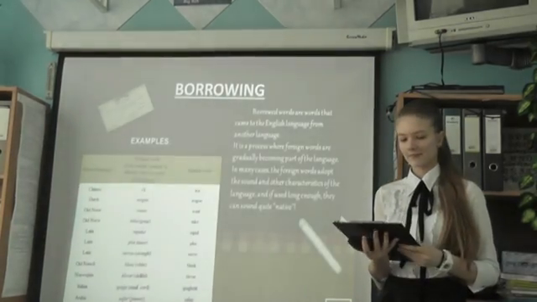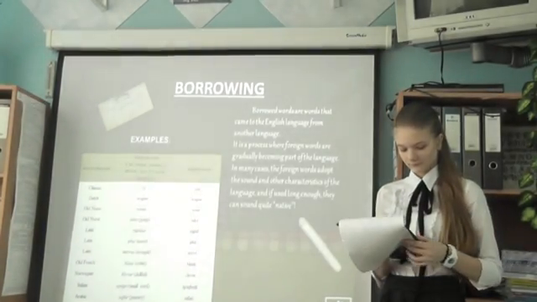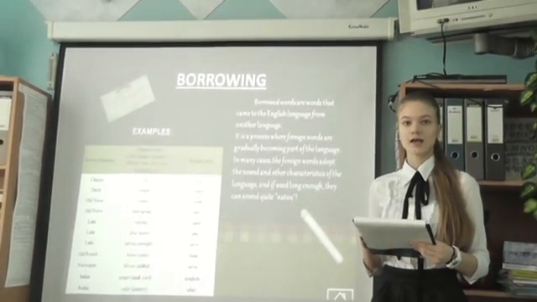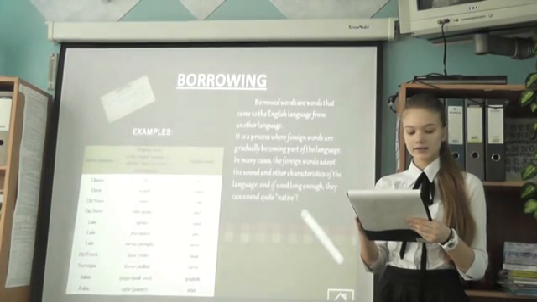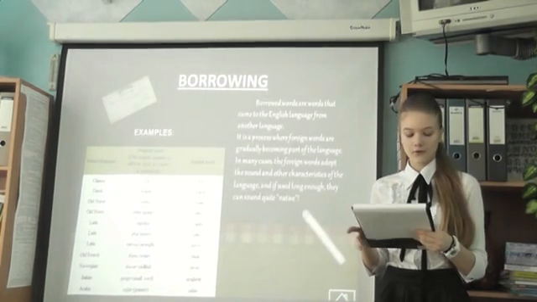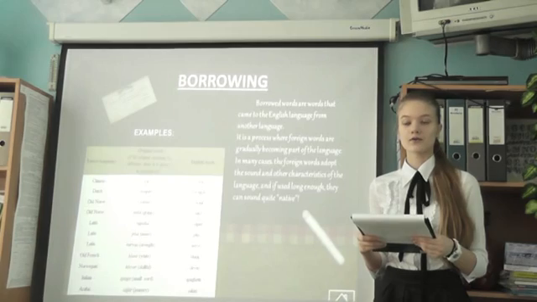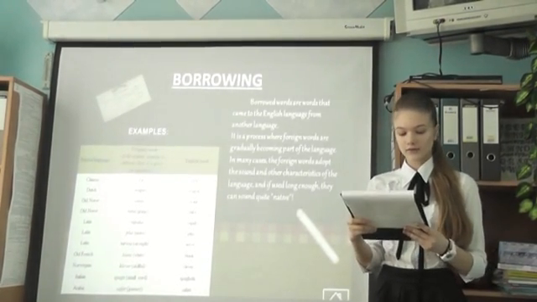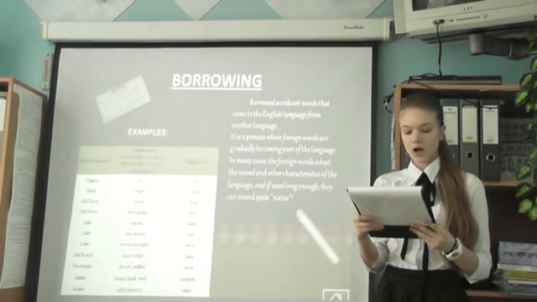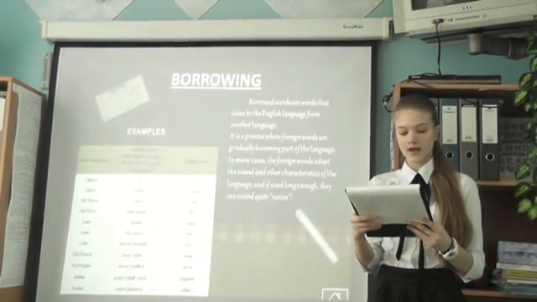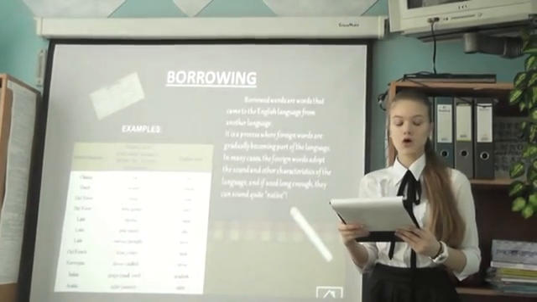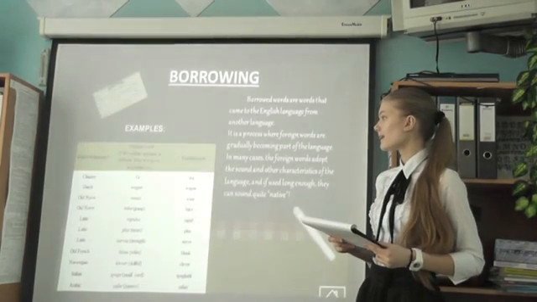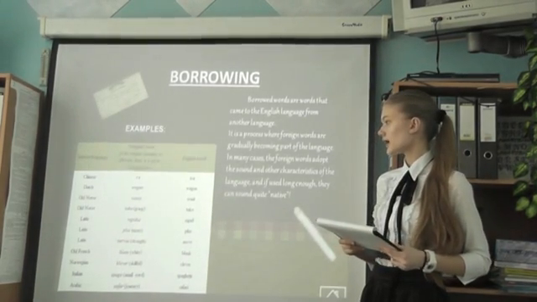Borrowing. Borrowed words are words that came to the English language from another language. It is a process where foreign words gradually become part of the language. In many cases, the foreign words adopt the sound and other characteristics of the language, and if used for long, they can sound quite native. For example, want from Old Norse is now want.